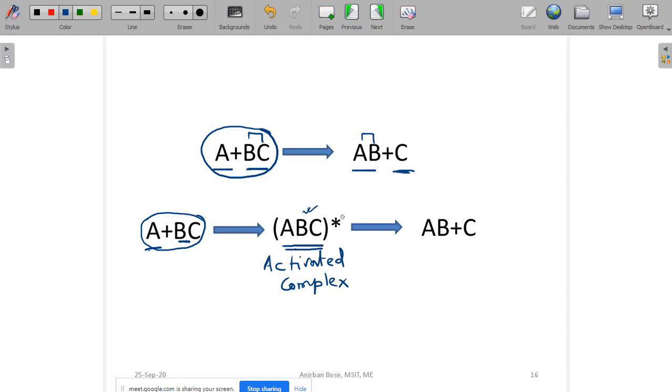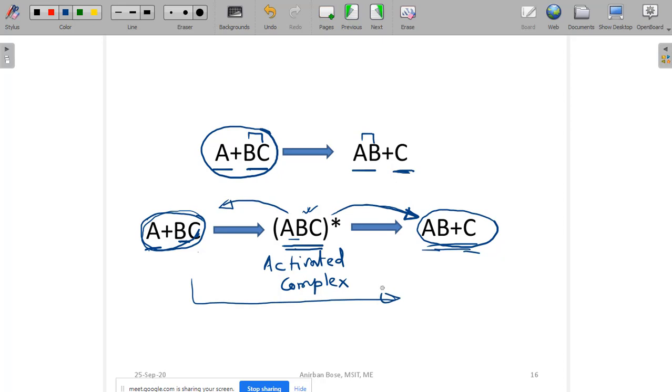Now they have two choices. They can either go in that direction and form A, B and C separately, or they can go in the backward direction and again form A and B, C. Okay, so finally, in which direction the reaction will go depends on the average energy level of this state and this state, which one is lower. So if AB plus C is lower, then definitely it will go in that direction, and ultimately the reaction will propagate in the forward direction.